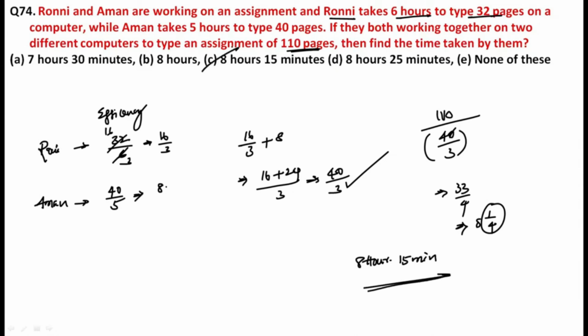8 hours, 15 minutes. You just identify the efficiency. Let's check it out. It's now 8 hours, 15 minutes. Next one. B takes 12 hours more than A. If A does the work in X hours, B takes X plus 12 hours.